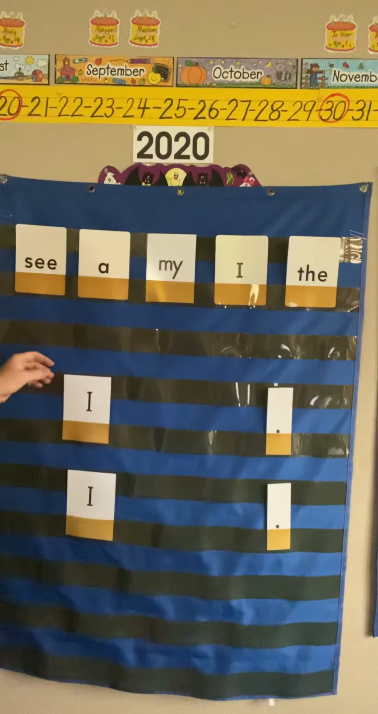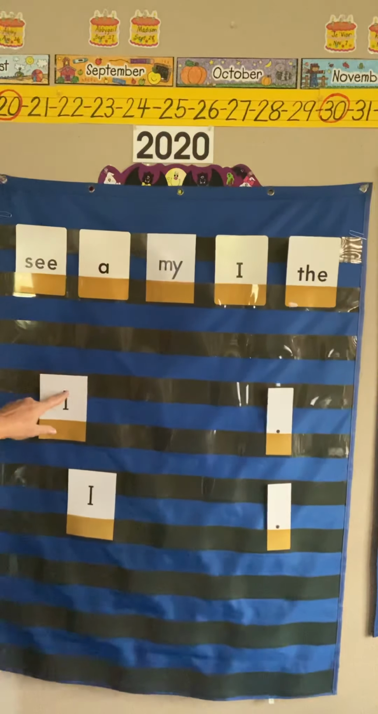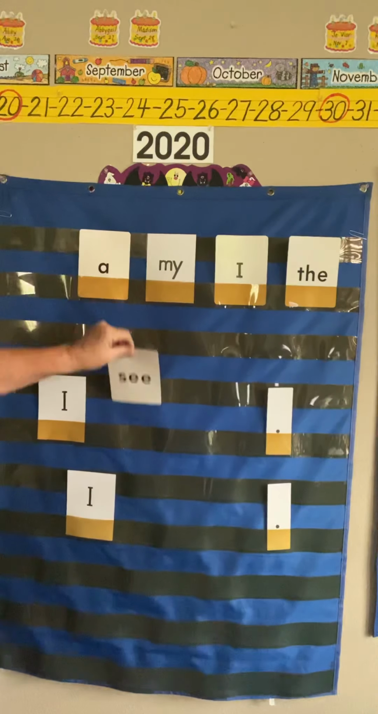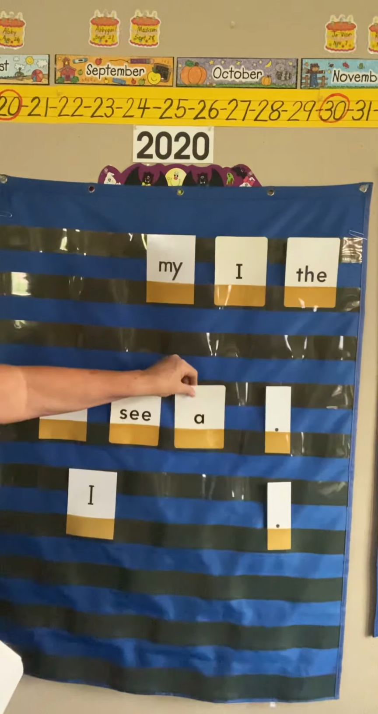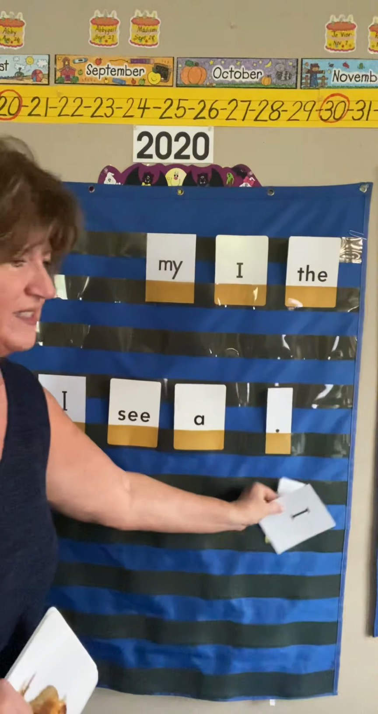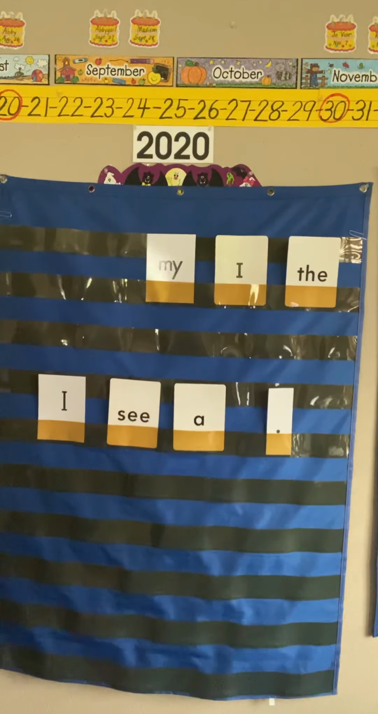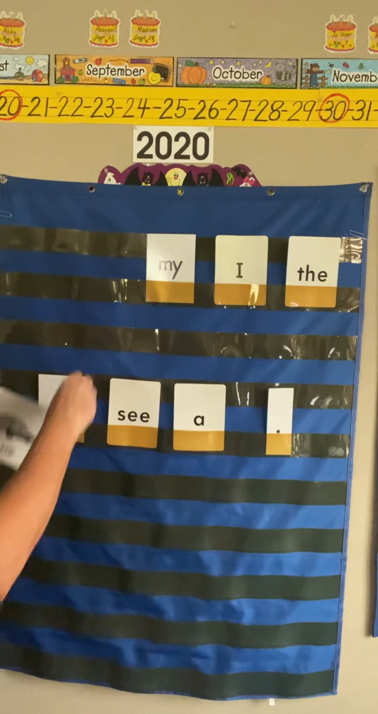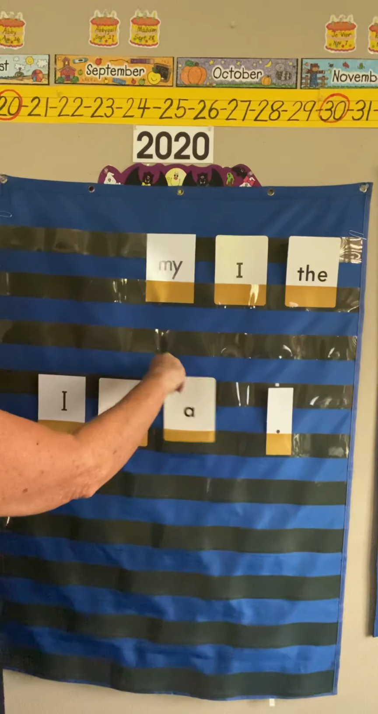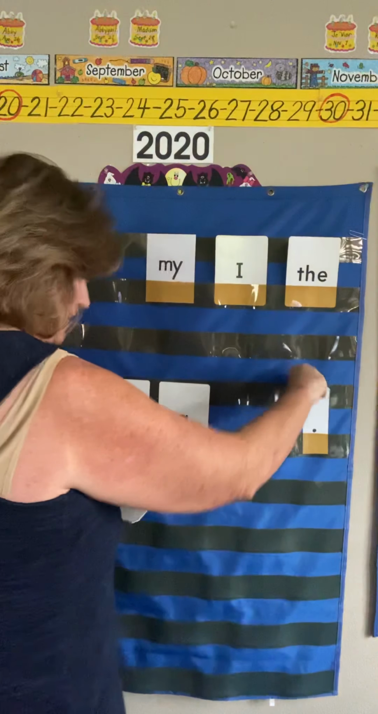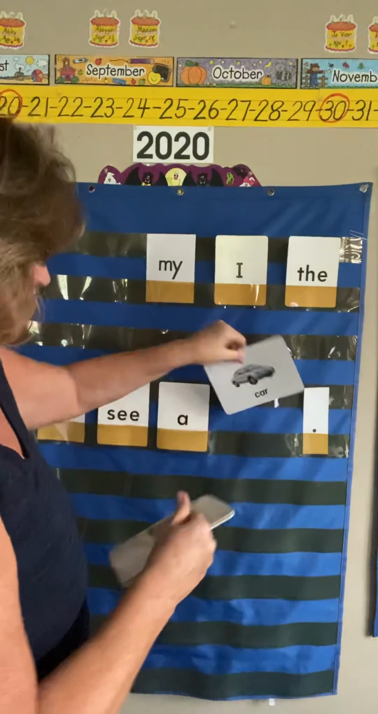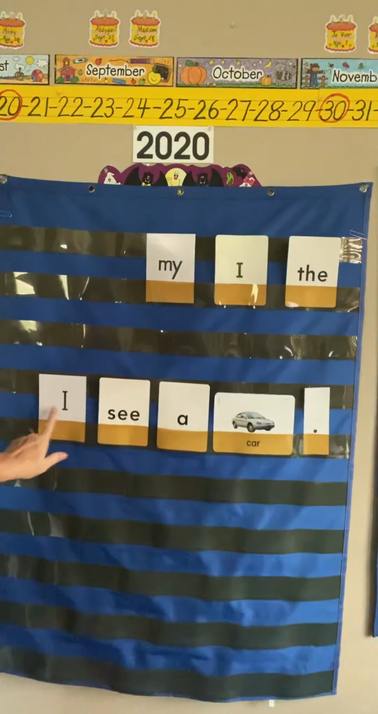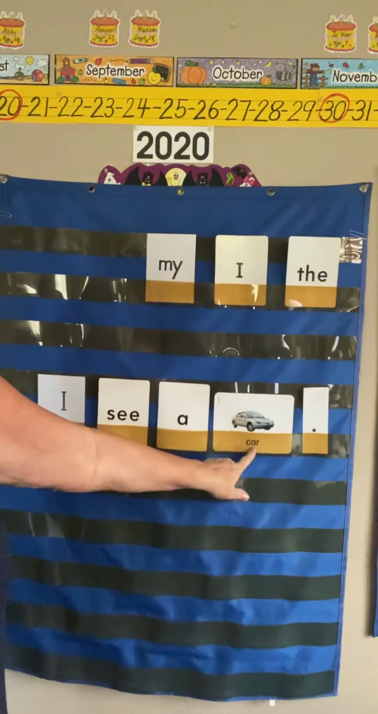So if we put these in order and want to make a sentence, we could use the word I and the word C and the word A. I'm going to move these because I think I only have enough words to make one here. I, C, A, and what I'm going to do is use some of our picture cards from the letter C since we worked on C this week. So we're going to try this one. Car, right? All right, I see a car.